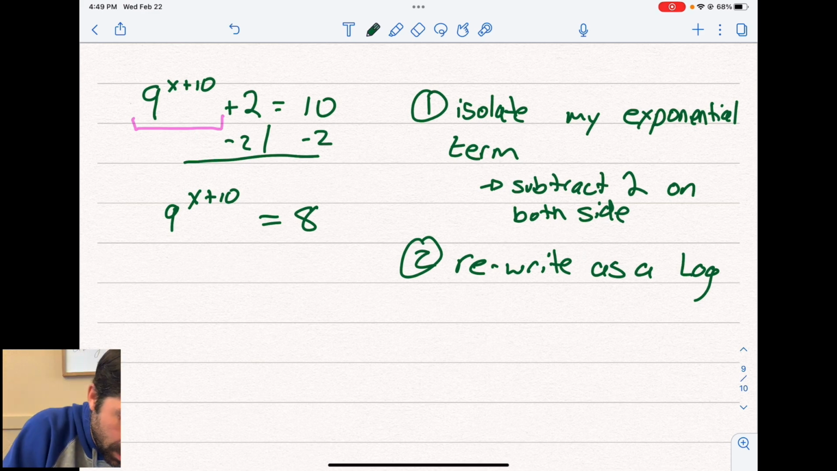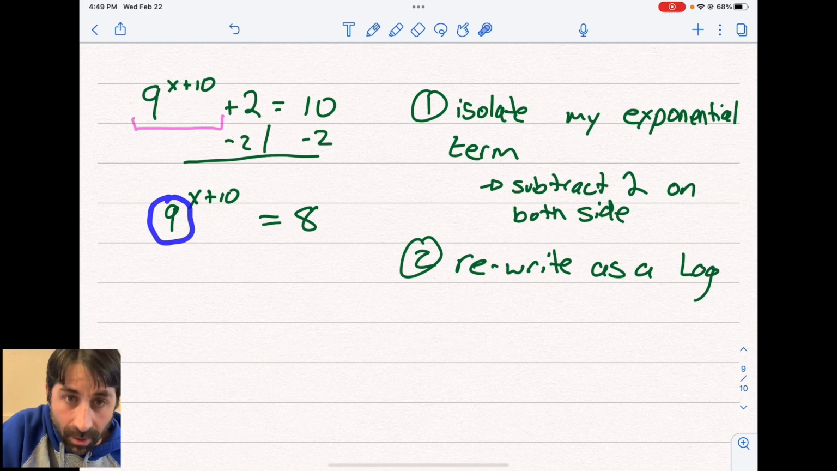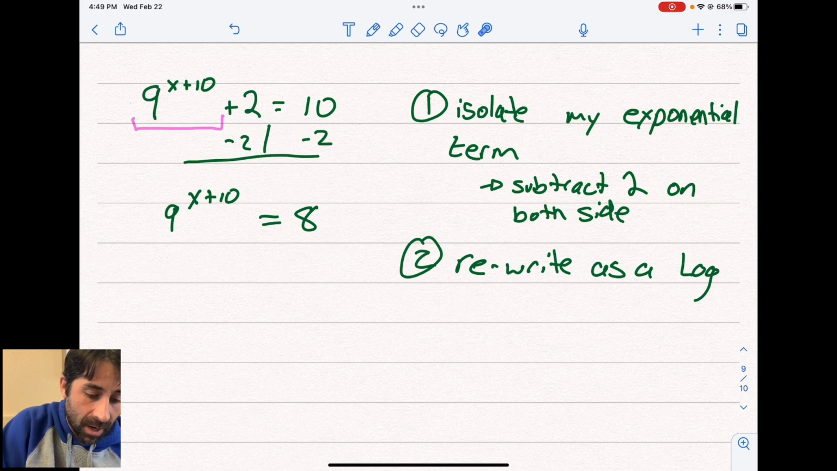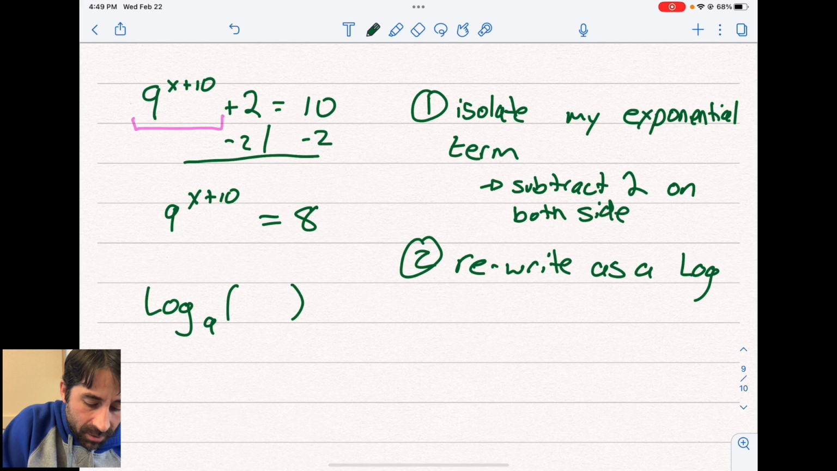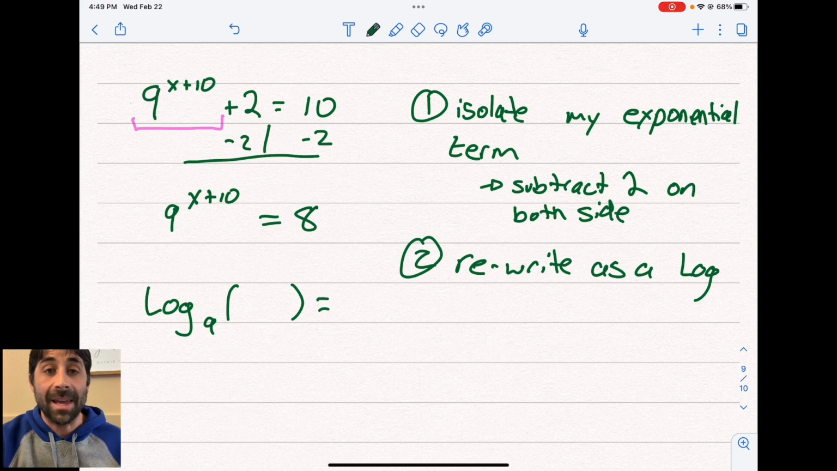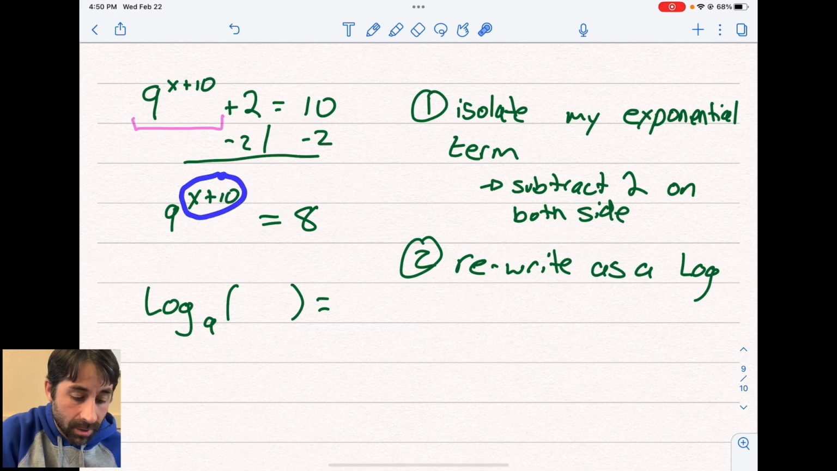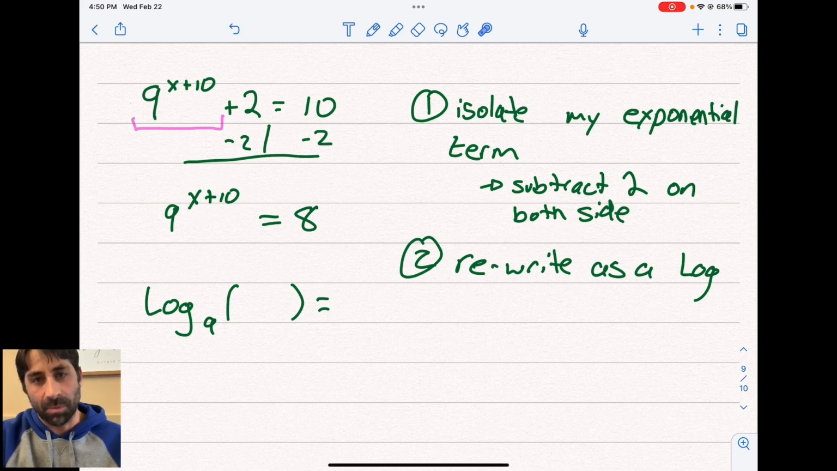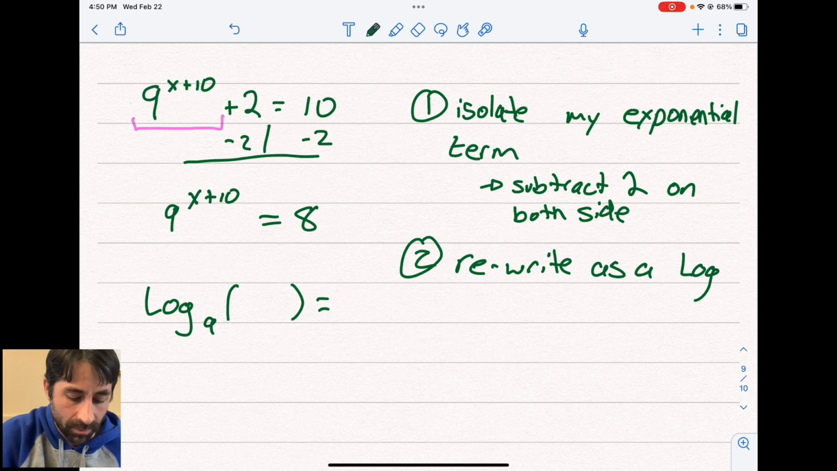All right, so in this case, the base of my exponent is 9. Okay, so I'm going to write log base 9. Okay, so I've got the first step. Now the answer to the log, so what is on the other side of the equal sign from my log, is going to be the exponent. Well, my exponent here is x plus 10. So that x plus 10 is going to go on the other side of the equal sign.